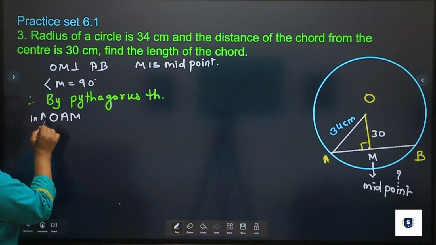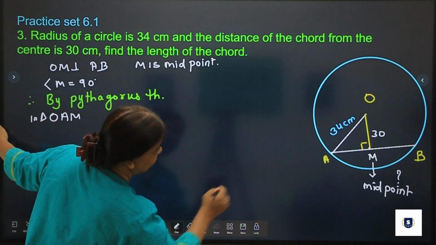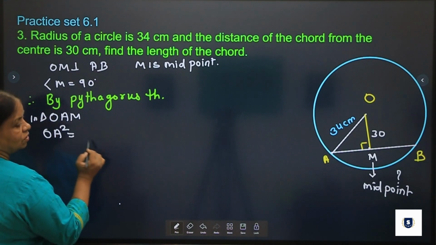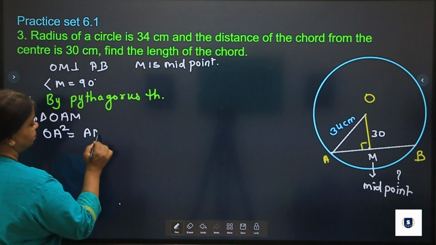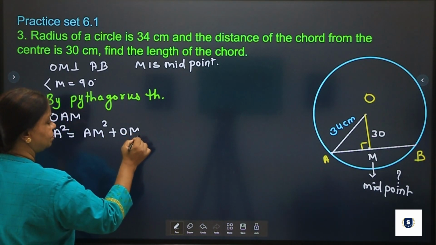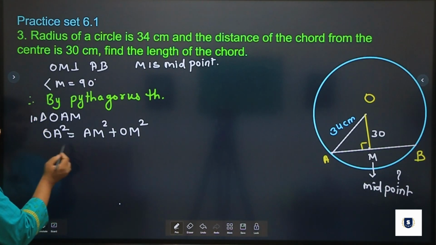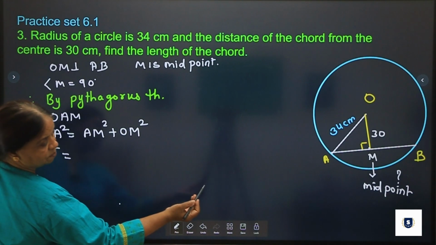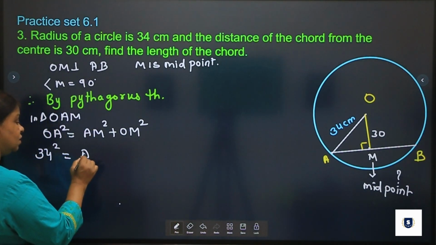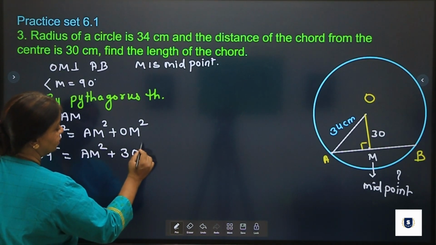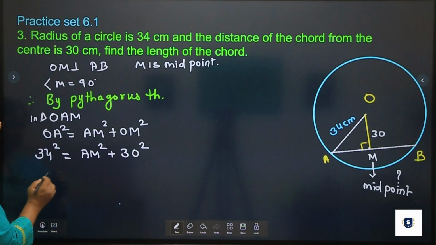In triangle OAM, we get OA square is equal to AM square plus OM square. Now, OA is how much? 34 square, which is equal to AM, which we want to find out, and 30 square.